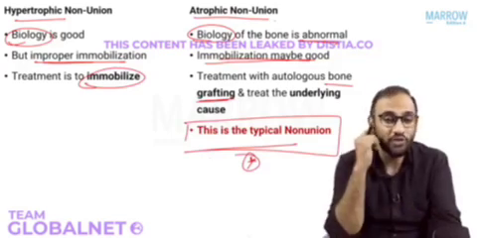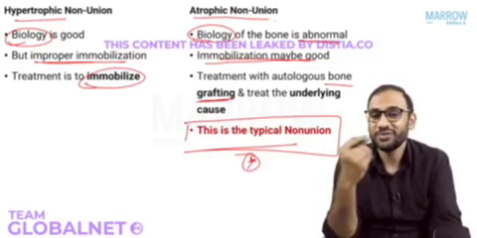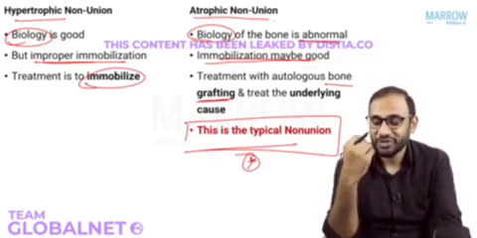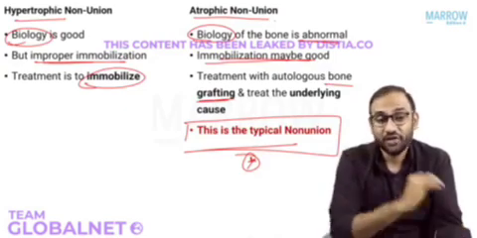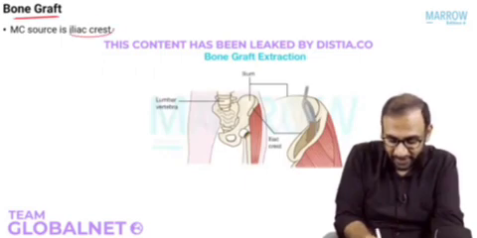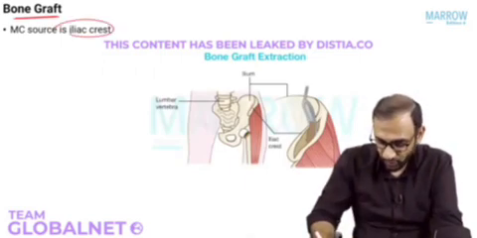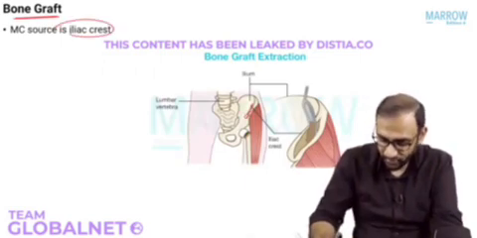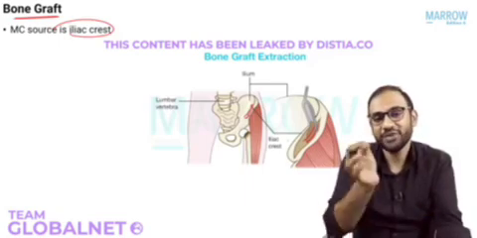Why bone grafting? How will bone grafting help stimulate the fracture healing? Beautiful question. Let's discuss that. Now, where do you harvest this bone graft from? The most common source of harvesting the bone graft is the iliac crest. Okay, iliac crest, you make a hole in the iliac crest and you remove the bone from it and put it at the fracture site.